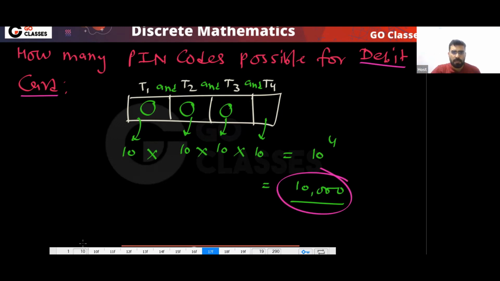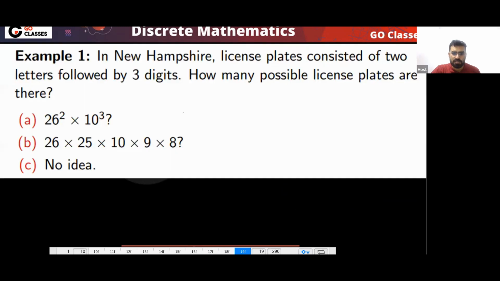Let's solve this question. How many license plates are possible with two letters followed by 3 digits? The answer will be option A. And when would option B be the answer? What should I change in the question so that option B will be the answer?